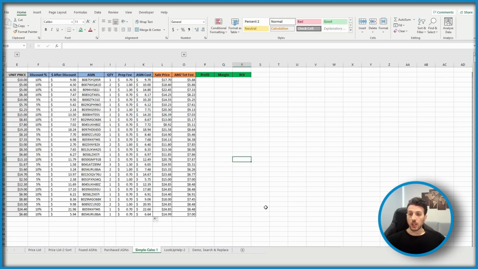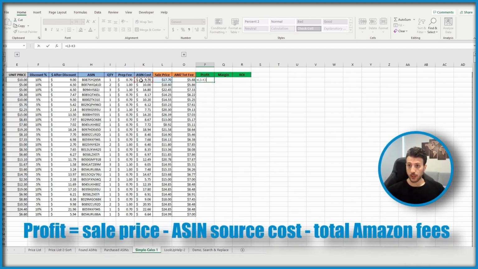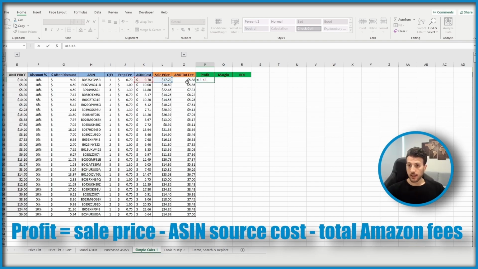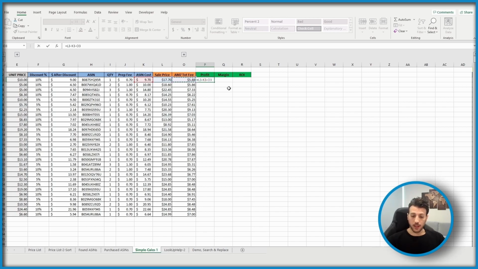Let's apply that to the whole column. Okay, great. So back to what we were saying, what is profit? So profit equals our sale price, whatever we sell it for on Amazon, minus how much it costs for us to source it, which is in this case $9.70, $9 plus the 70 cents prep, minus the Amazon total fees, which is in column O. Now we hit enter. So it's $2.13 profit for this product.